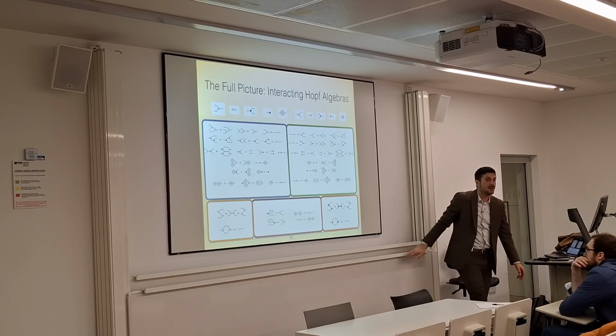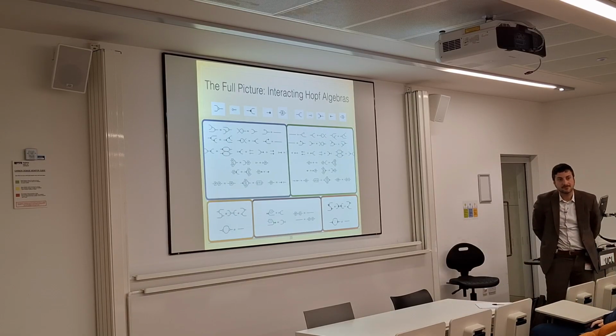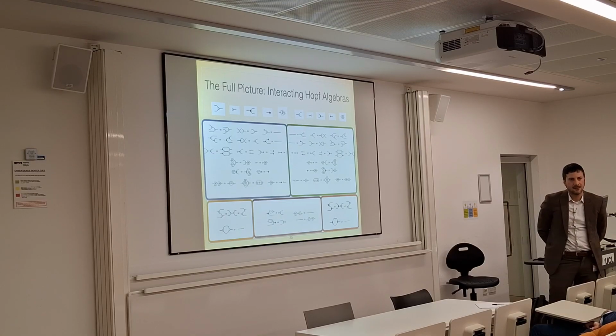Yes? When you had the two algebras, the two structures in isolation, the explanation before was there's flow going from the left to the right and right to the left. How does that work when you combine them together?